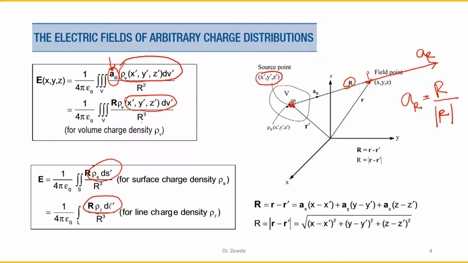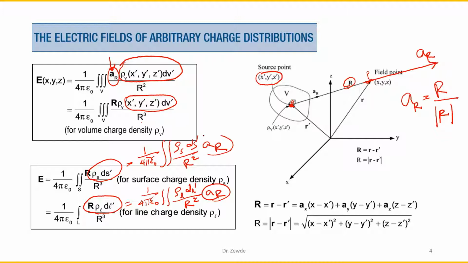But if I use the unit vector instead, this is also similar to 1 over 4 pi epsilon naught integral of rho s ds prime over R squared, where R is a magnitude, and this is multiplied with AR. And if you write it for the line charge distribution, this is again the same, 1 over 4 pi epsilon naught integral of rho L dl prime over R squared times AR, where this AR is the unit vector between the source point and the field point. So always we have to specify the source point, or the x prime, y prime, z prime, and then we have to specify the field point. We have to determine the vector between the source point and the field point, and then we substitute the values and integrate. And how do we determine R?